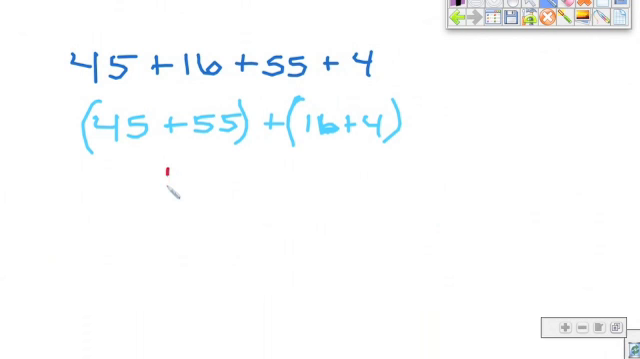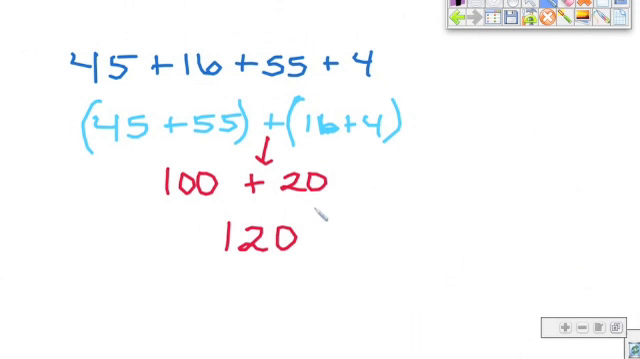45 plus 55 gives me 100, plus, bringing down this plus sign right here, 16 plus 4 I know is 20. So you can move numbers around to make the math a little easier for yourself. See, I put the 5s together because I can add up by 5s really easily. Put the even numbers together because I could see easily that 16 and 4 would give me 20. And then my final answer is 120, adding those two values together. So again, using these properties can make things move a little faster.